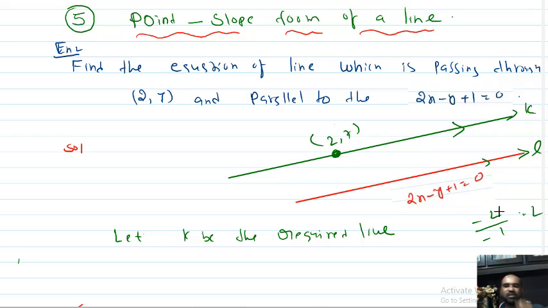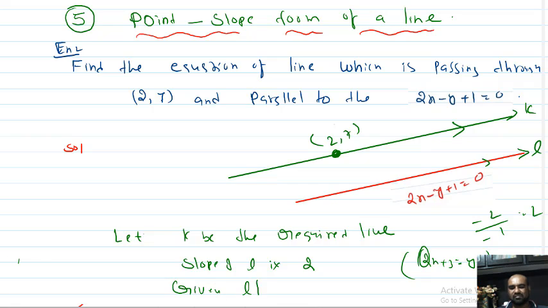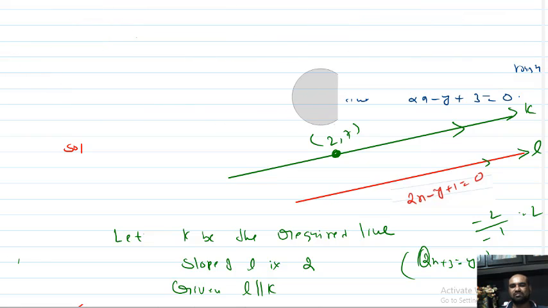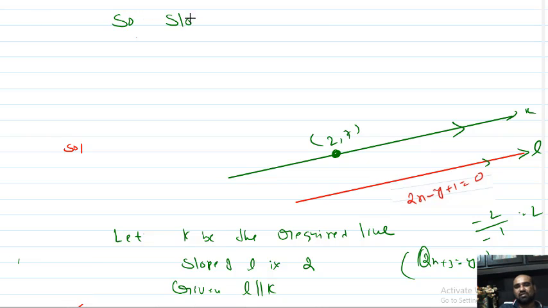I try to write it in the form y equal to mx plus c, and there also we get 2 only. I will write: slope of L is 2 only. So y equal to 2x plus 3, in y equal to mx plus c form, 2 is the slope. So given that L is parallel to K, the slope of K is also 2. Now that we have slope and point, we can find its equation.